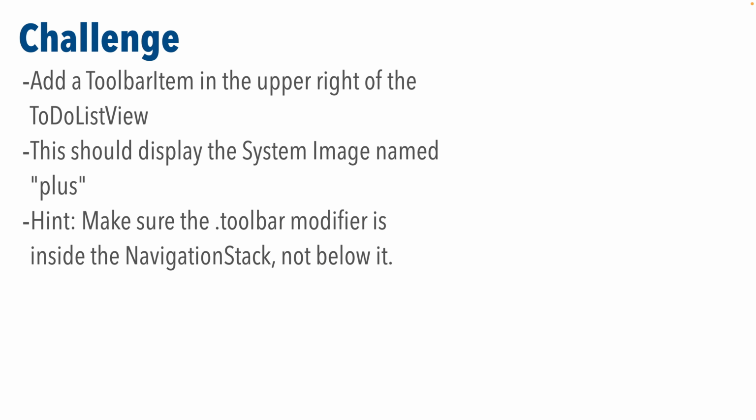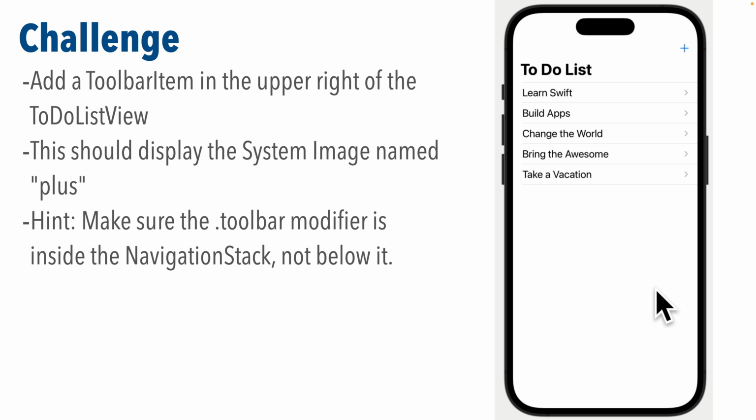Now a quick challenge. On our to-do list view screen here, we want to add a button in the upper right-hand corner, so that means toolbar. And we don't want to use text for this button. Instead, we want to use a system image with a plus sign. We're going to use that to add a to-do item. Now, one small but important hint, when you add your toolbar modifier on your to-do list view, you want to make sure that you're adding it inside of the navigation stack's curlies, not below it.